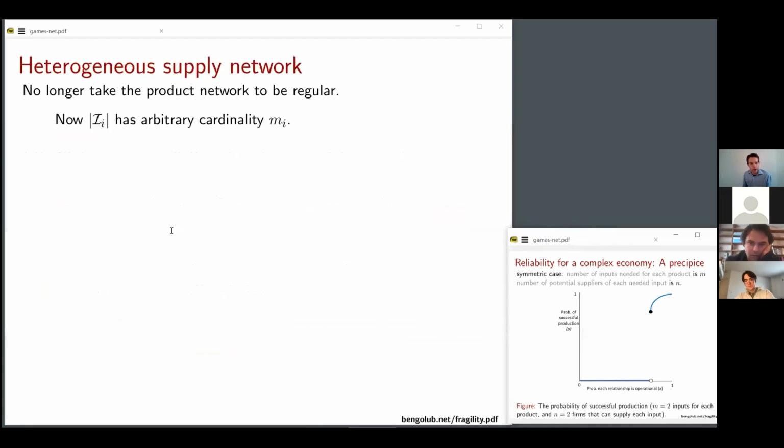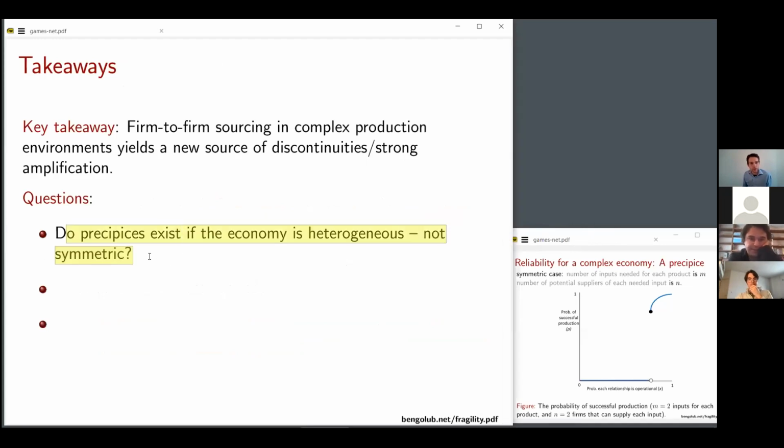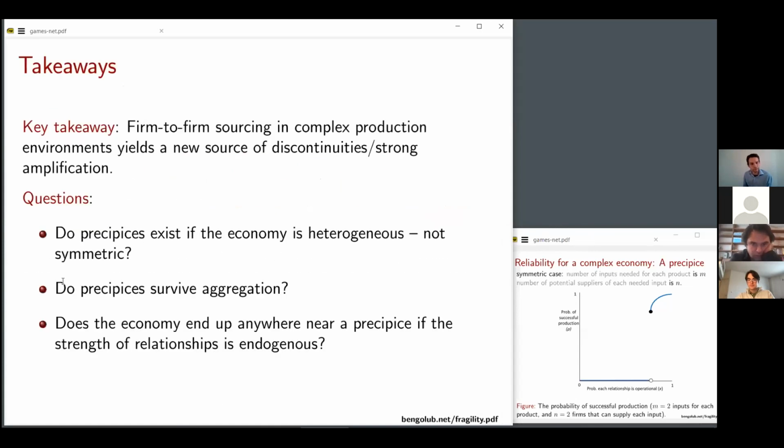Okay, so I've already promised you that if the economy is heterogeneous, we can get precipices, and I'm just going to assert that and say no more about it. You might ask some more questions, like, when you have an economy that, rather than having one N and M, has lots of N's and M's, lots of different production processes, maybe interlinked somehow, maybe that kind of richer, smoother economy will get rid of all the stark phenomena.